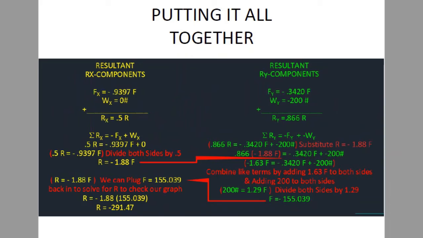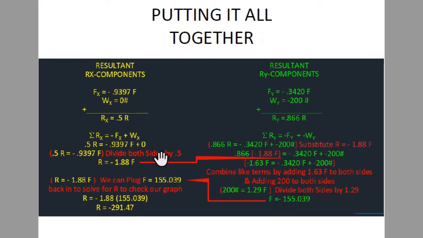Alright, so now that we have all the functions, let's go ahead and put this all together. We will begin with the resultant's Rx components, Fx and Wx. And we will sum these up to find the resultant x components. We already have the equation set up for plugging in to our function. The sum of resultant x components is equal to the negative Fx plus Wx. We plug in the numbers and we find that the resultant is equal to negative 1.88 F.